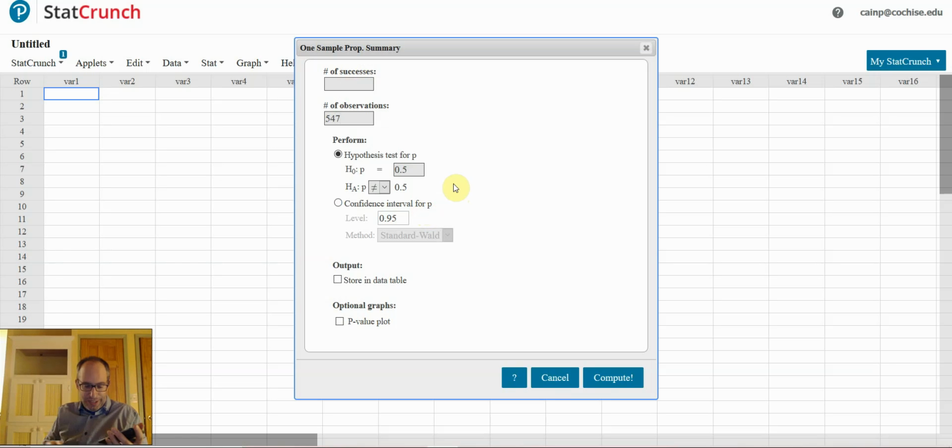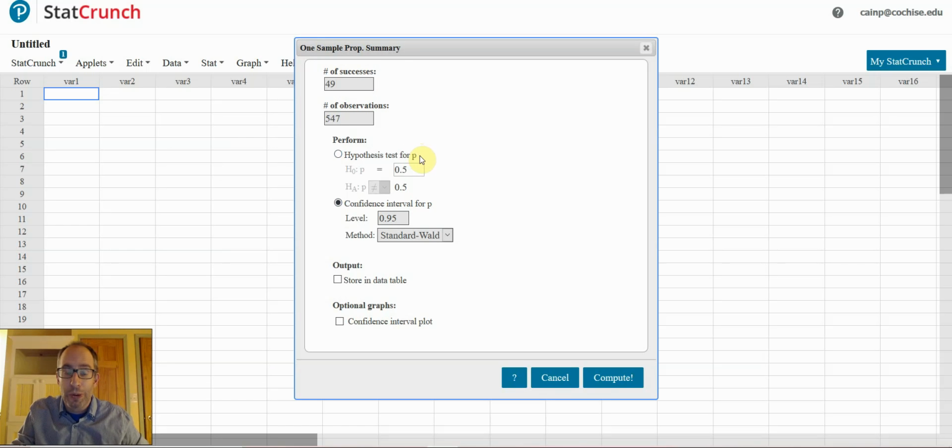Let's see, so this little calculator can handle this. So 0.09 times 547, about 49 should do it. So let's say if we put a 49 in there. And then you want confidence interval.